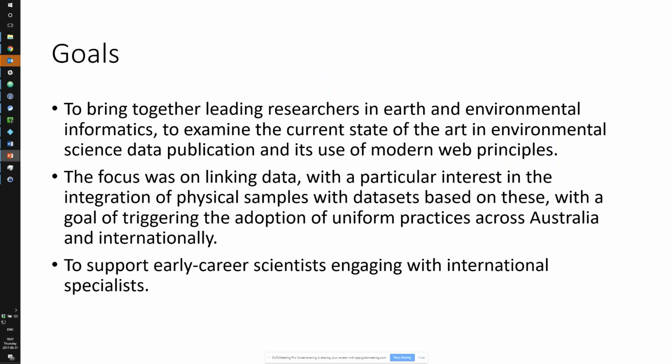This actually has been taken straight from the website, but with the final point also given a bit of emphasis. Megan also already more or less summarized this. The middle point there I'll just bring out: the focus was intended to be on linking data, with a particular focus on issues around the integration of physical samples with data sets based on these.